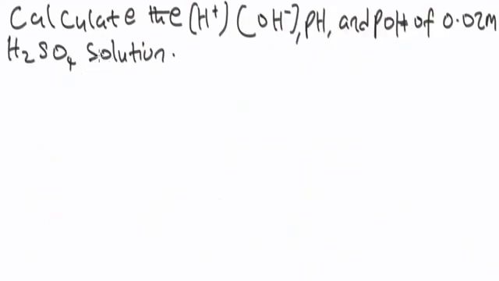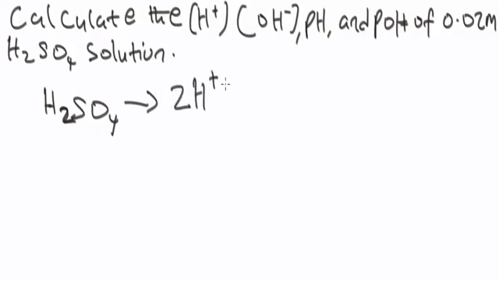Okay, so let's look at this question. It says calculate the hydrogen ion concentration, pH and pOH of 0.02 mole of tetraoxosulfate(VI) acid solution, H2SO4. Alright, so let's begin with this sulfuric acid solution. It will decompose to give 2 moles of hydrogen ion plus 1 mole of sulfate ion.